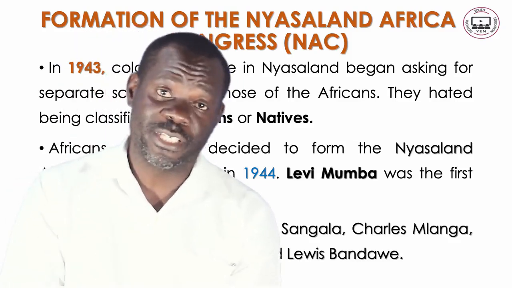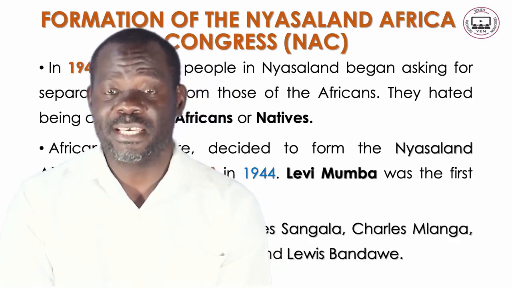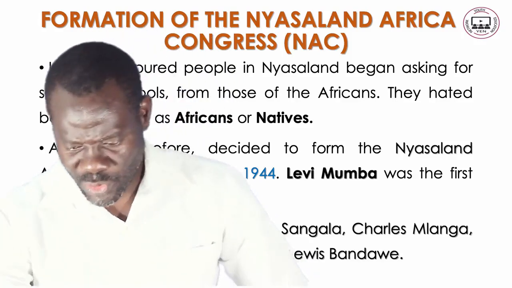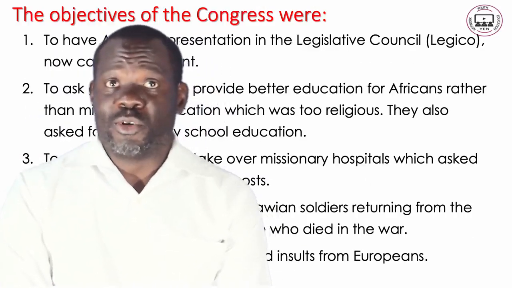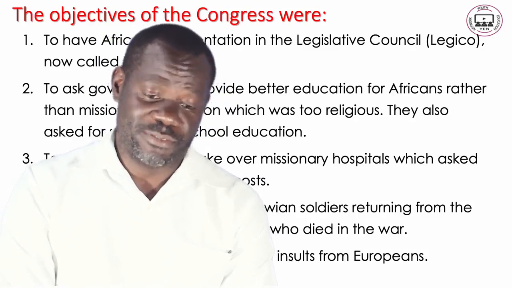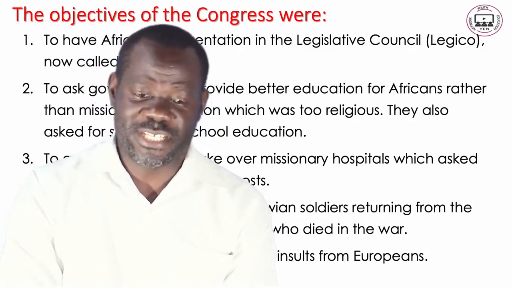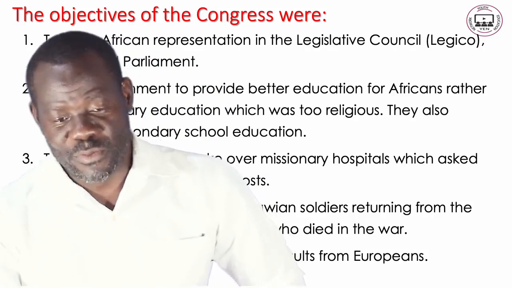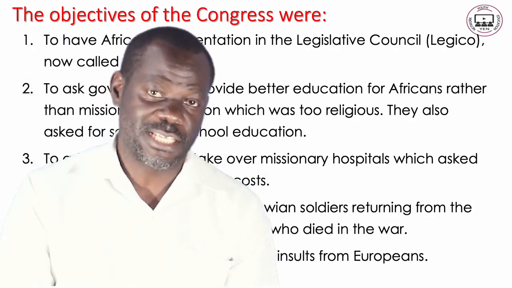So take note of this, that this Congress had its own leaders. What were the objectives? Now, let us look at the objectives. What were the objectives of this Nyasaland African Congress? So here are some of the objectives that we have to look at. Why was it formed, the Nyasaland African Congress?